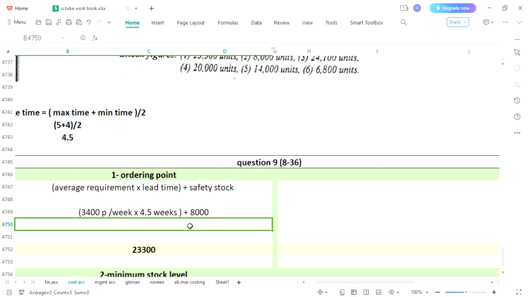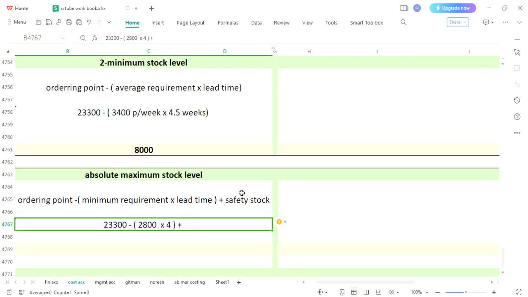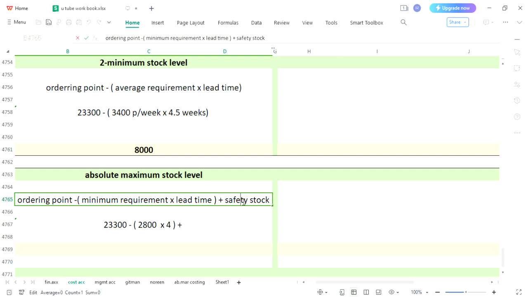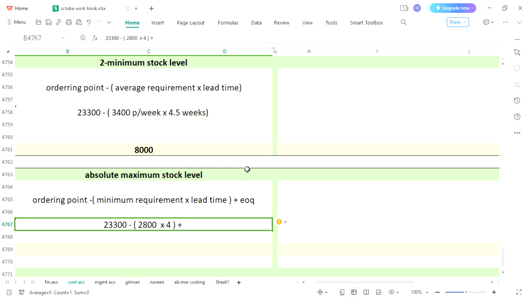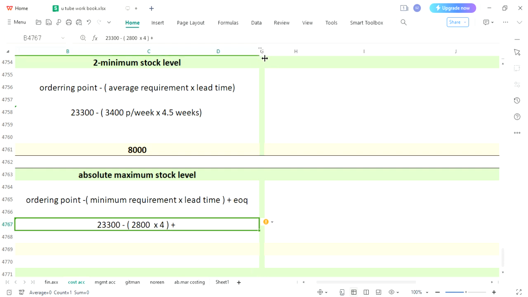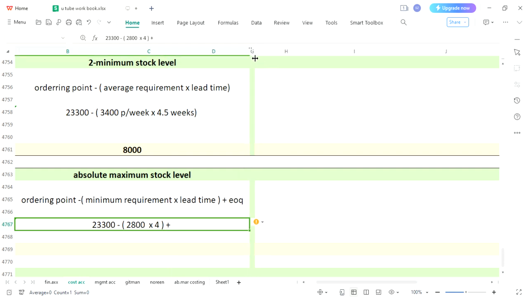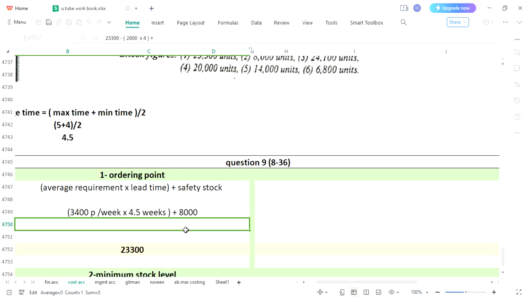For that, let's go back to the question. Sorry, it's not safety stock, it's economic order quantity. I was wondering why we needed more space. So economic order quantity was needed. Thankfully, we found the error on the spot. Otherwise, more time would have been required. So go to the question and look for the economic order quantity.